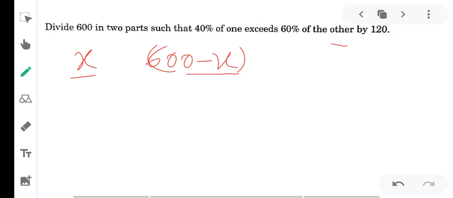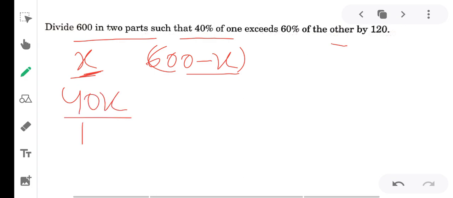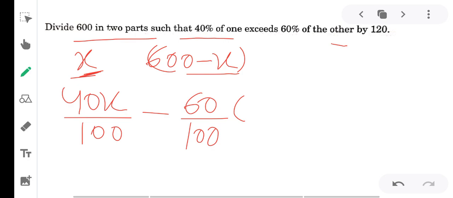Clear? Okay, so 40% of one part, let's say that is x, that is 40% of x, that means 40x by 100. 40% of x exceeds 60% of the other by 120. That means the difference is 120. So 40x by 100 minus 60% of the other part, that means 60 by 100 of (600 minus x), equal to how much? 120.